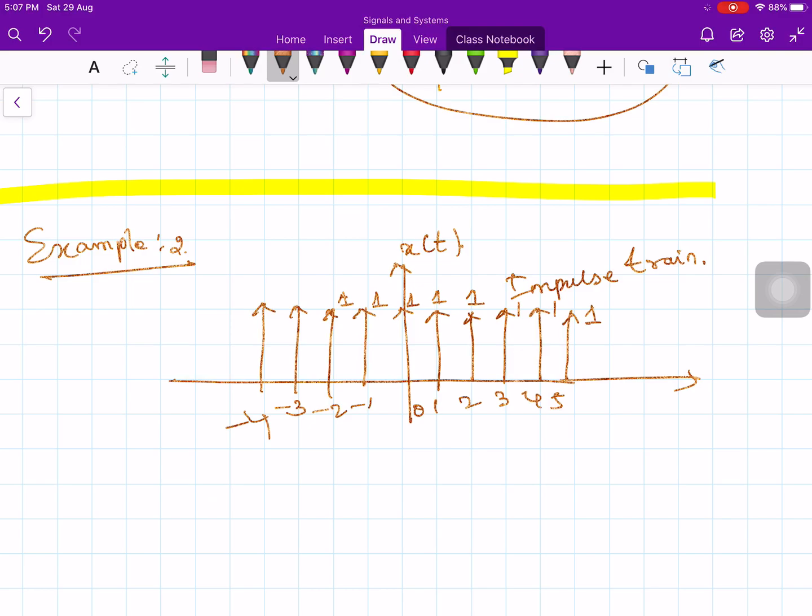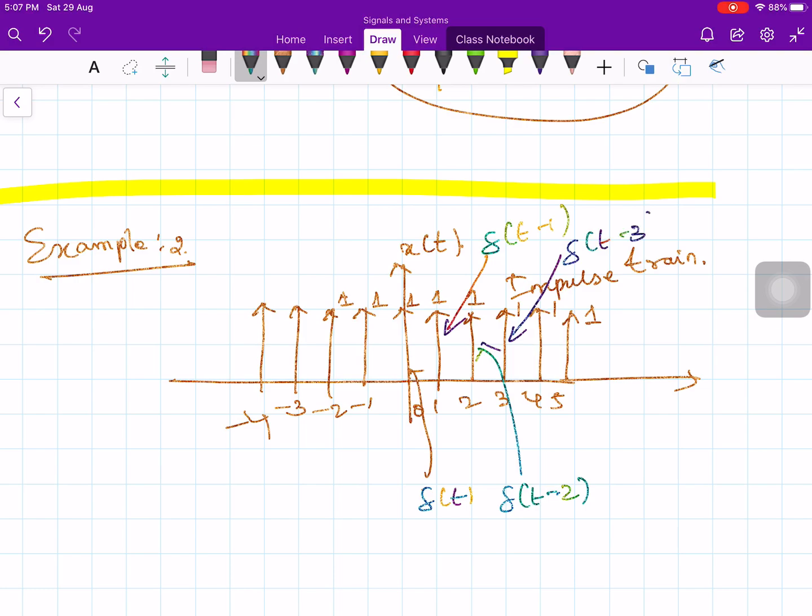So you can write x of t formally as consisting of a number of impulses. See, this one is described by del of t. How do you describe this guy? Del of t minus 1. And this one, del of t minus 2. And this one, del of t minus 3. And what about this guy? Del of t plus 1. And this one, del of t plus 2, and so on and so forth.